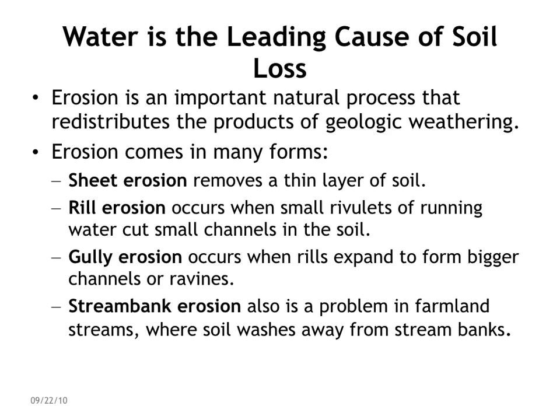Where rills expand to form bigger channels or ravines, too large to be removed by cultivation, we call the process gully erosion. Stream bank erosion also is a problem in farmland streams, where soil washes away from stream banks. Cattle and other livestock often accelerate stream bank erosion as they trample and graze down the vegetation that holds a bank in place.